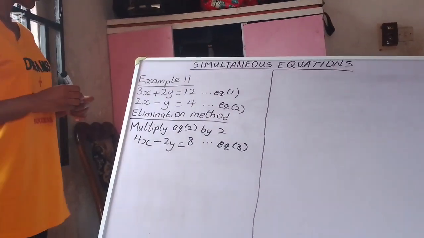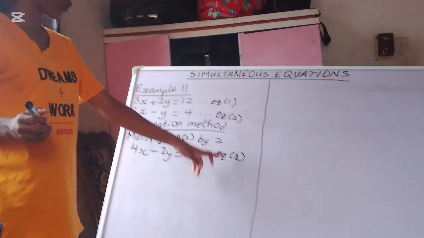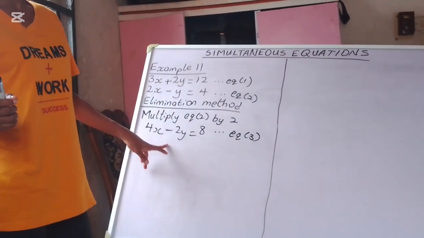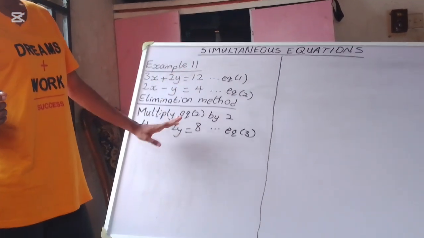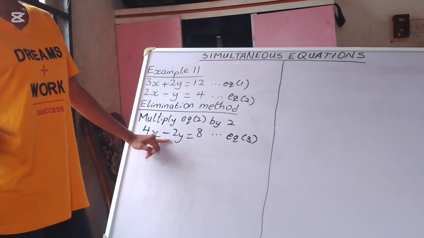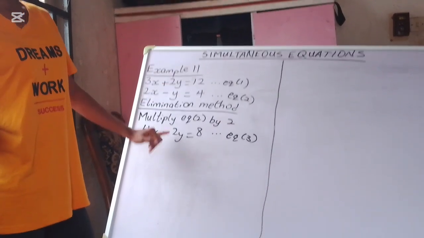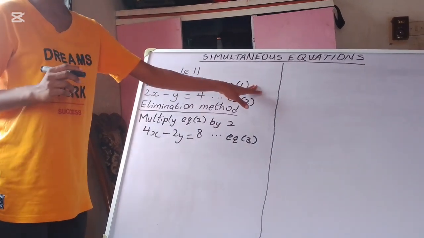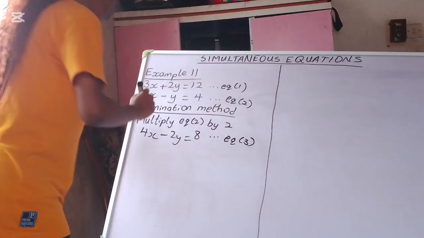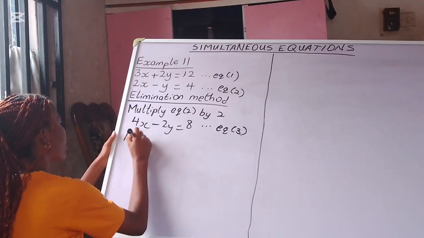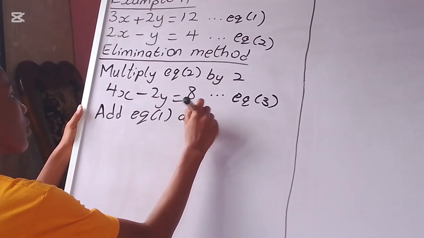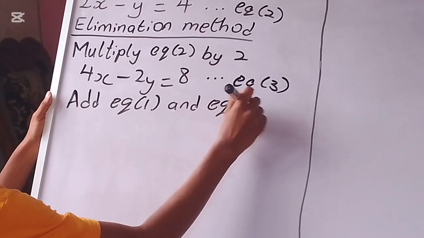Now, as you can see, in equation 1 and equation 3, the coefficients of y are the same, just that they have opposite signs. So the way to eliminate y, if you add these two together, 2y plus minus 2y, y will eliminate. So we are going to be adding equation 1 and equation 3.